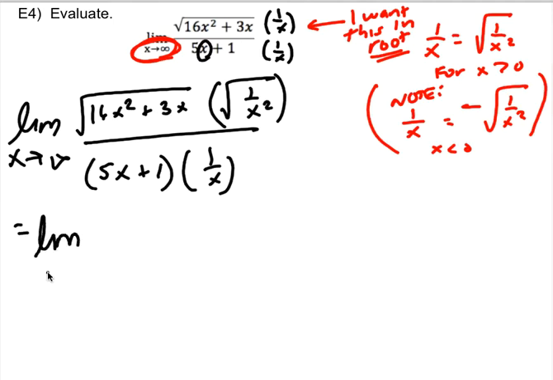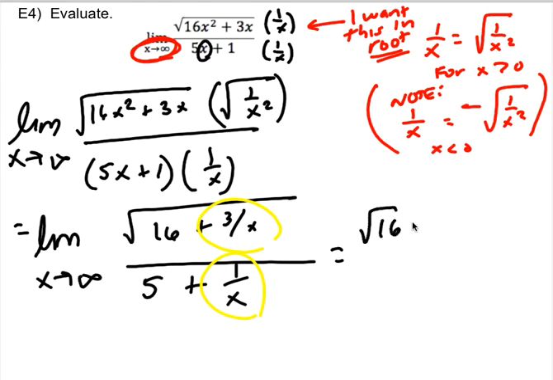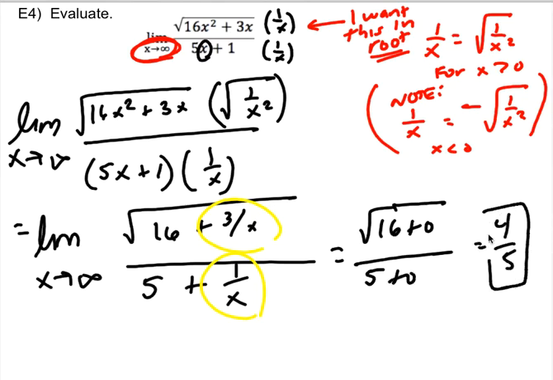So I'm going to get that this is the limit as x approaches infinity of, in the root, a 16 plus 3 over x, and in the denominator, not in the root, a 5 plus 1 over x. Well, now when I plug in using that same rule, both this and this are going to be zeros. So when I plug in, I'm going to get root 16 plus 0 over a 5 plus 0, which gives me 4/5. And again, I'm going to show you a logical way to do this when we get to, after one more problem.